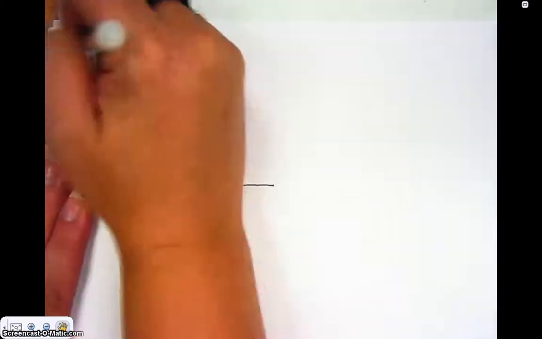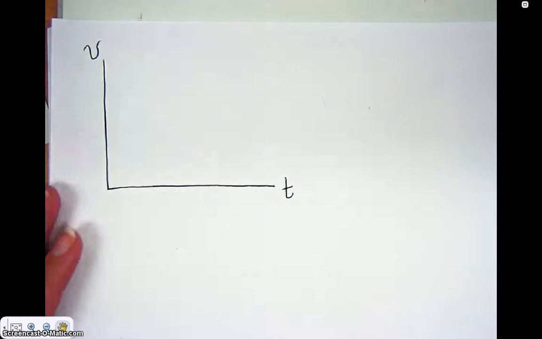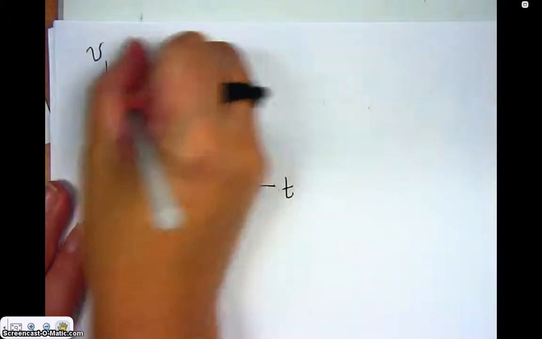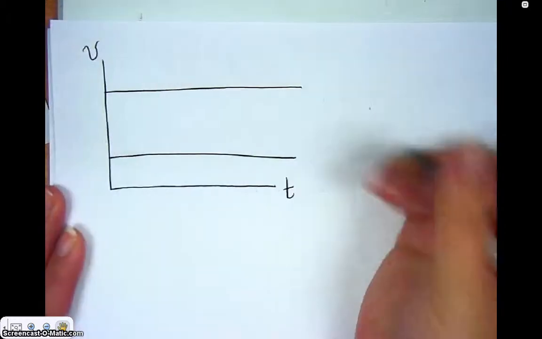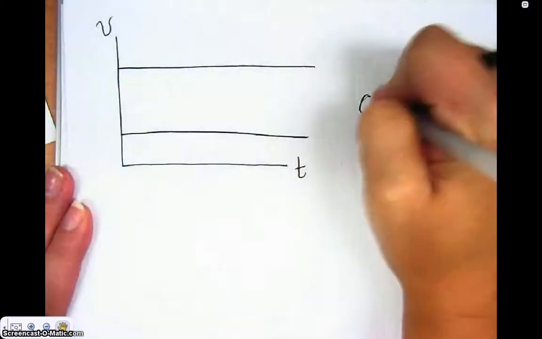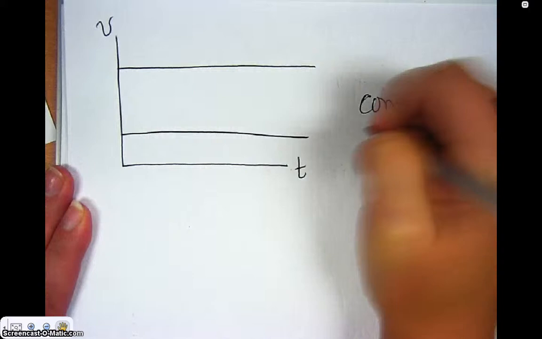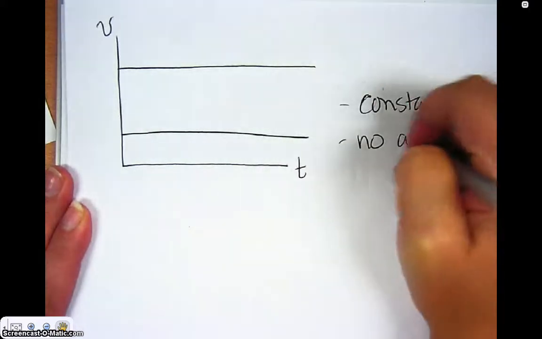Now let's look at an example of a velocity versus time graph. So those are position versus time, but let's look at velocity versus time. So if I graph velocity here and time here, now, if I draw any straight line, no matter where it is, those are all examples of constant velocity. So when we have constant velocity, we're going to say that there's no acceleration.